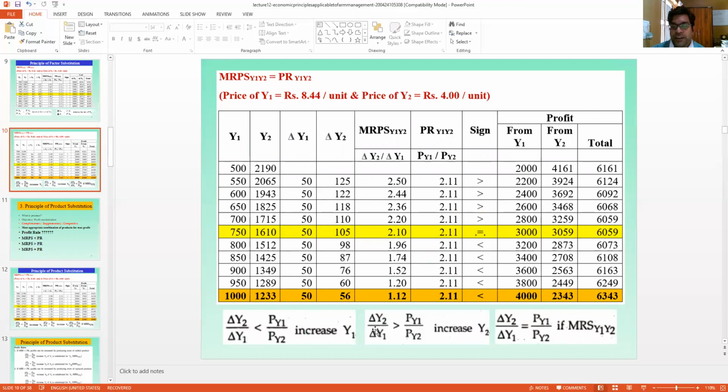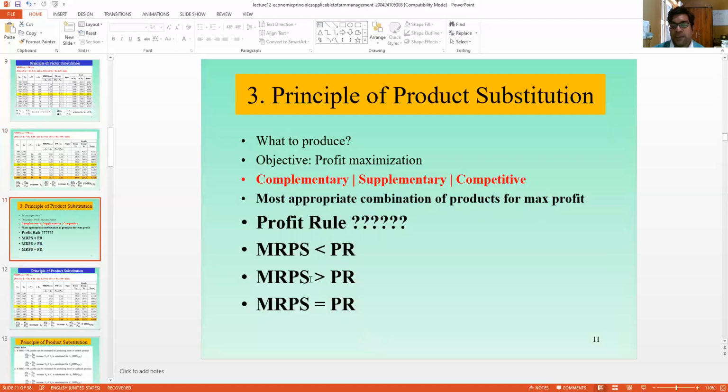Now, product. If MRPS is less than PR, increase Y1. You see, here we have MRPS less than PR, profit of 6108. So increase Y1, a profit of 6163. Now, then what do we have? MRPS more than PR. Will go?